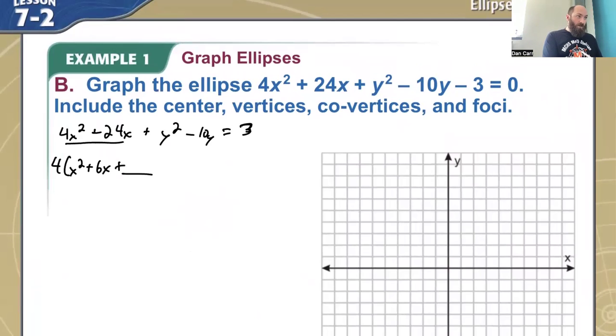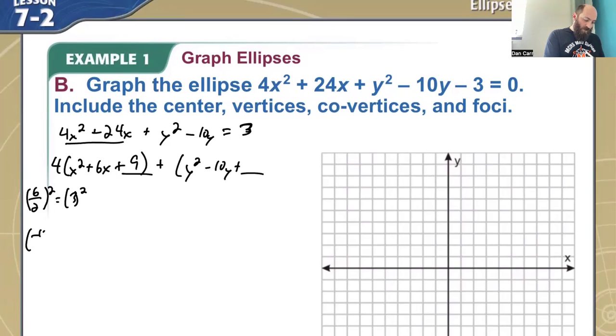Remember, when completing the square, I'm going to do 6 divided by 2 and then square that value. So that's 3 squared, which gives me 9. Do the same thing with y: y squared minus 10y plus blank. I'm going to do -10 divided by 2 squared, which is -5 squared, which gives me 25. And that's equal to 3 plus my 2 blanks that I did earlier.